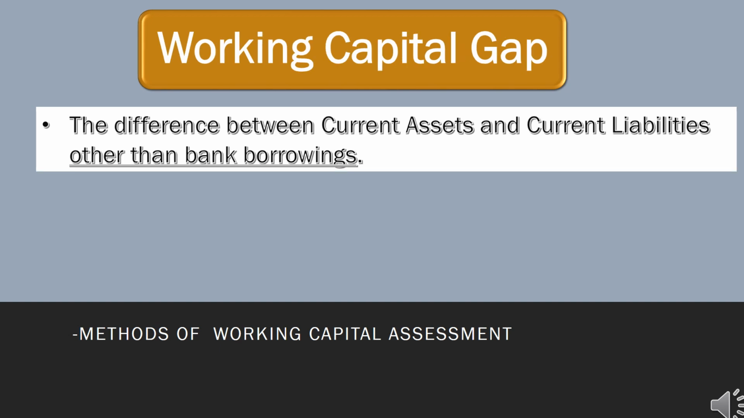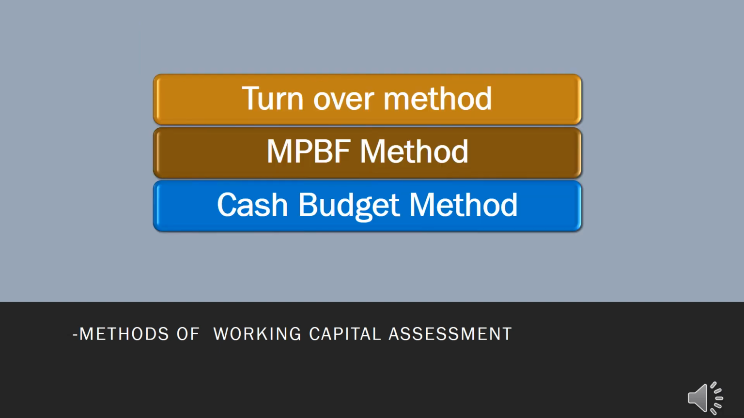Now we will go through the working capital gap. Working capital gap is nothing but the difference between current assets and current liabilities other than bank borrowings. Normally, banks may adopt one of three methods to assess working capital requirements. The first one is the turnover method. The second one is MPBF, the maximum permissible bank finance method. And the third one is the cash budget method.